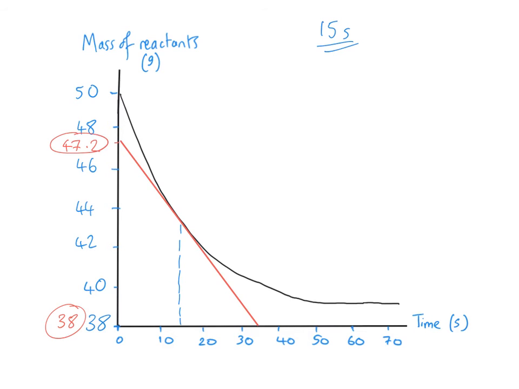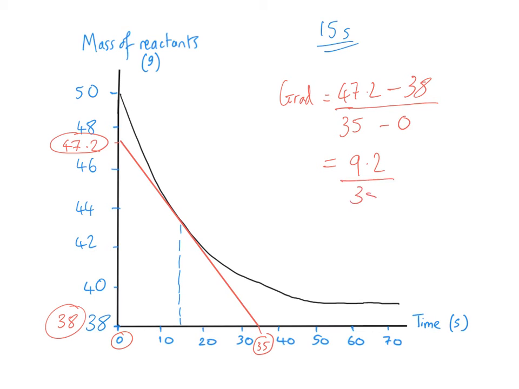And so the change in y for our gradient is 47.2, take away 38. And then we need to divide that by the change in x, which I'm going to say is 35, and the lowest point in x is 0, so it's 35, take away 0. And so what that means is I'm going to be doing 9.2 divided by 35 for my rate of reaction, which when we plug that into a calculator gives us 0.263 grams per second to 3 significant figures.